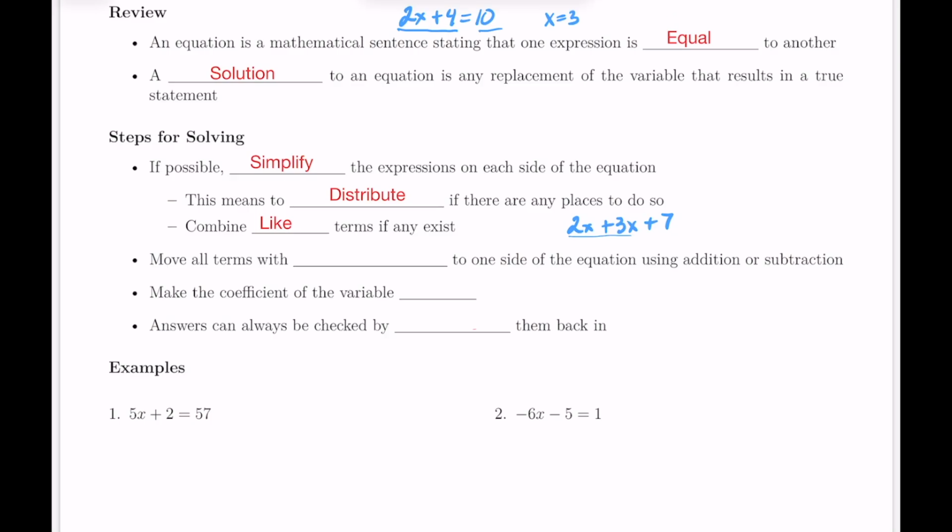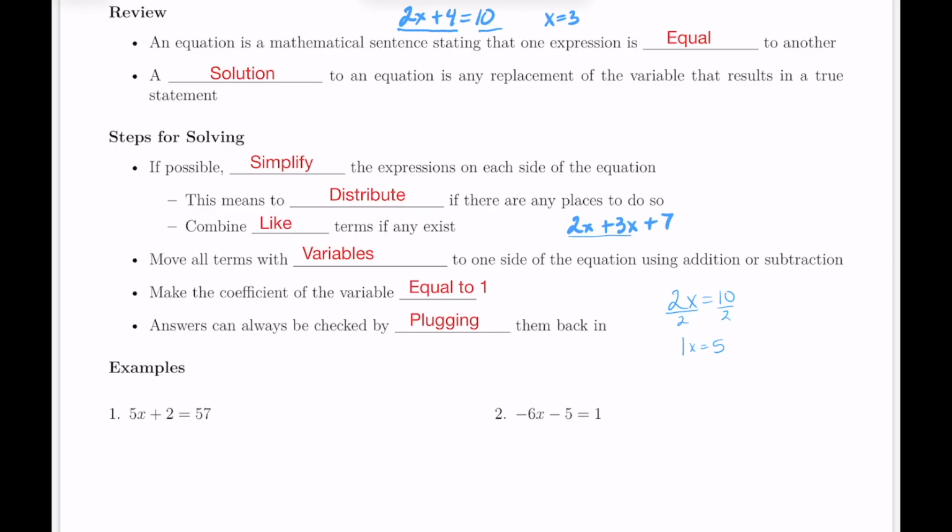We also want to move all the terms with variables to one side of the equation using addition and subtraction. And we want to make the coefficients of the variable 1. So that if you end up with 2x equals 10, we want to get that left side, or the side with the variable on it, equal to 1, and I would do so by using an inverse of multiply, which is to divide, and now I have 1x equals 5. Answers can always be checked then by plugging them back in or substituting them back in.